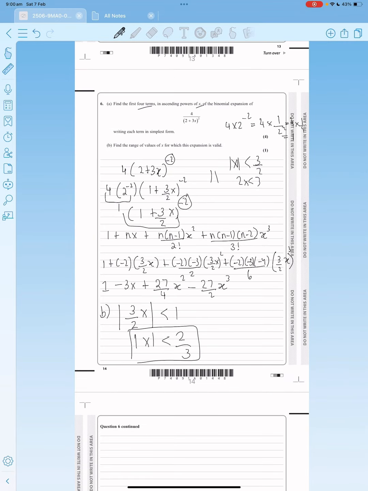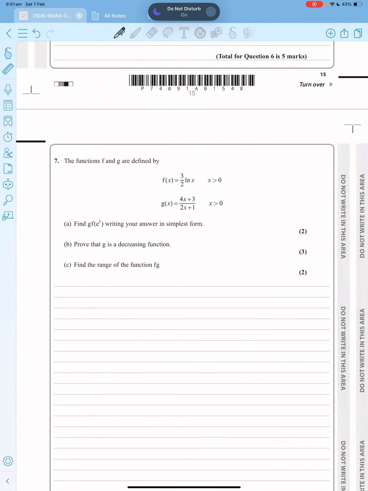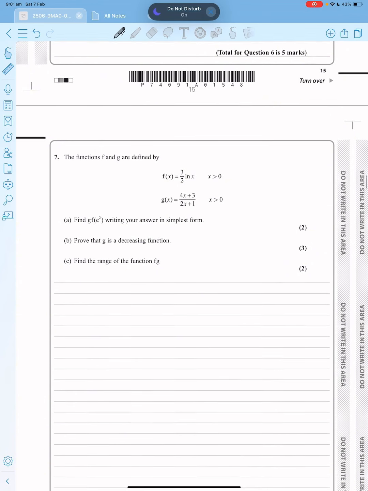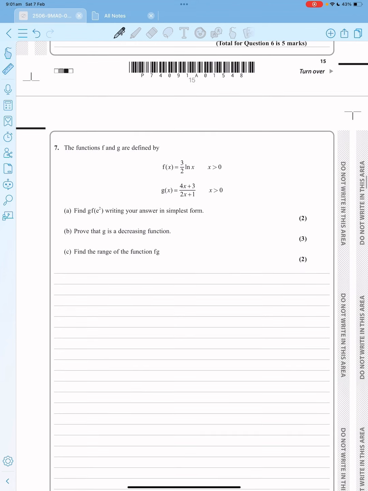And that's question 6. Question 7, an interesting looking question. The functions f and g are defined by f of x is 3 over 2 ln x, g of x is 4x plus 3 over 2x plus 1. Find gf of e squared, writing your answer in simplest form. Okay, let's go about it.